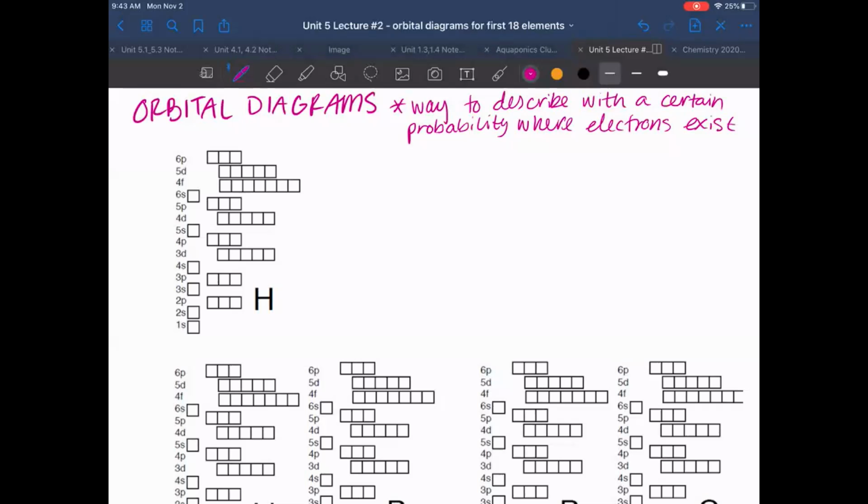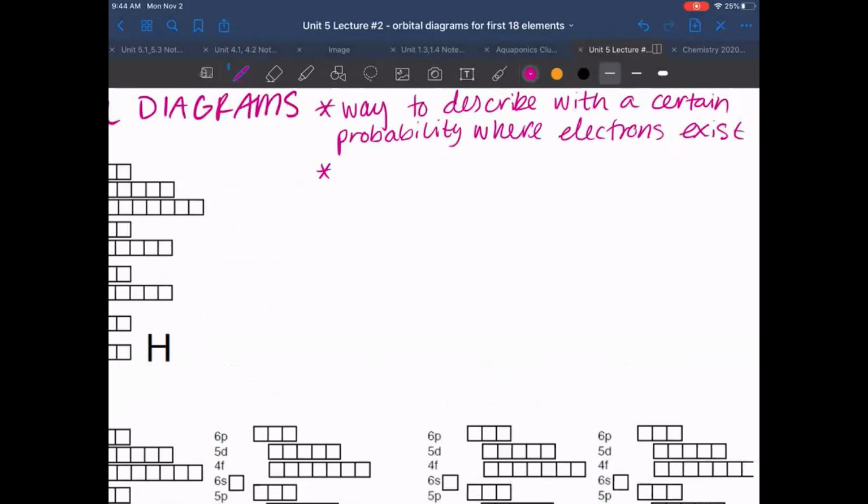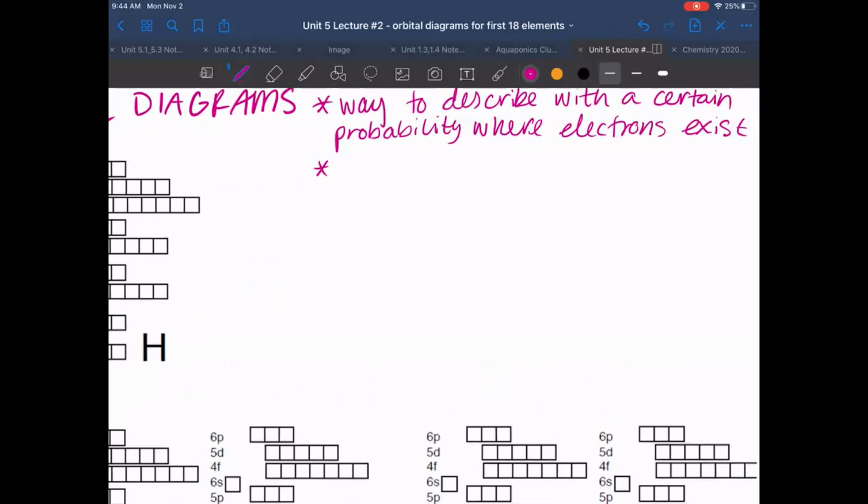Okay, so as I was just saying, we're going to talk about orbital diagrams today. Orbital diagrams are a way to describe where electrons exist with a certain probability attached to it. This is a mathematically derived idea, but we're just going to focus on the concepts because this is not a quantum mechanics course. I'm going to fill in a few things you should know about orbital diagrams before we start.